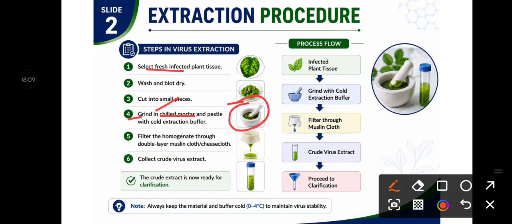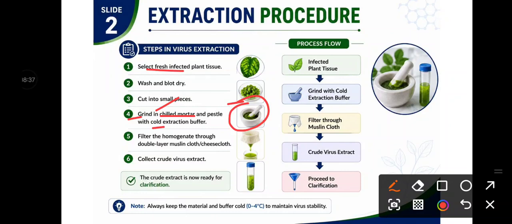Means what you will do, you will keep the mortar and pestle in the freezer, and just before extraction you will remove it, so that the mortar and pestle will be in chilled condition. And the extraction buffer you are using to crush that sample is also chilled. So both the chilled mortar and pestle as well as chilled extraction buffer you will use. Then you will do the grinding.